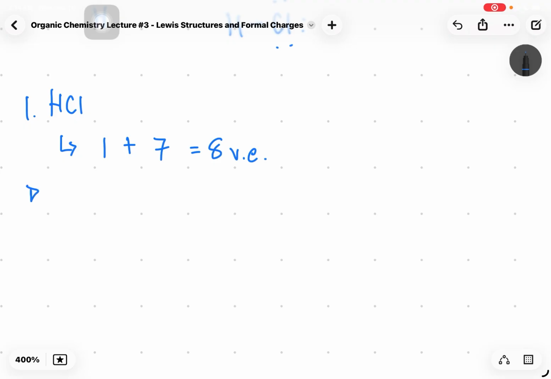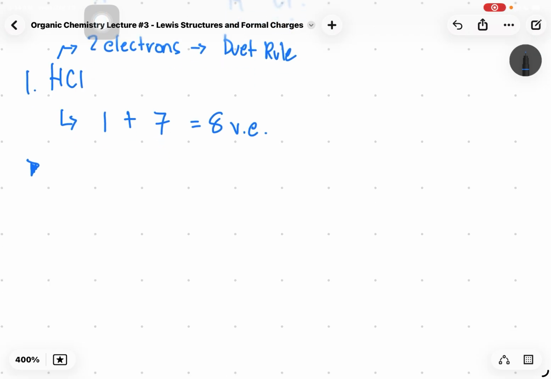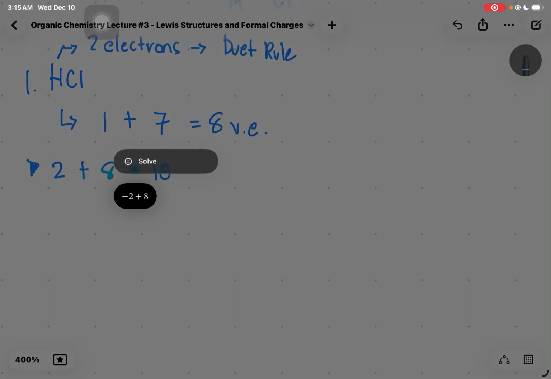Now, our second step should be counting the valence electrons when the octet rule is satisfied. So we know that hydrogen can only hold 2 electrons, meaning it cannot satisfy the octet rule, but rather it satisfies the duet rule, in which it can only hold 2 electrons max, so it already contains 2 electrons. So let's count the valence electrons when the duet rule and the octet rule are both satisfied. So in HCl, that would be 2 plus 8, which gives us a total of 10 valence electrons.